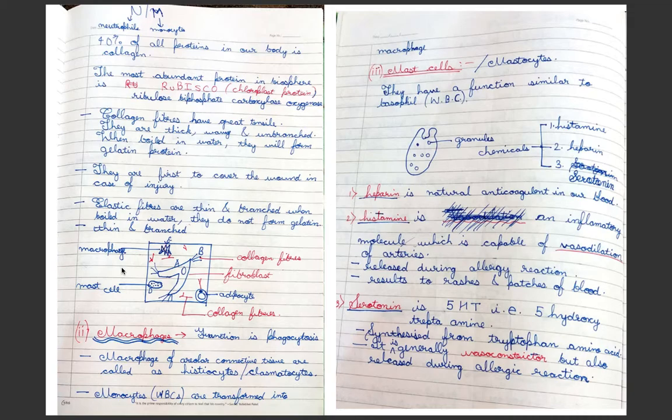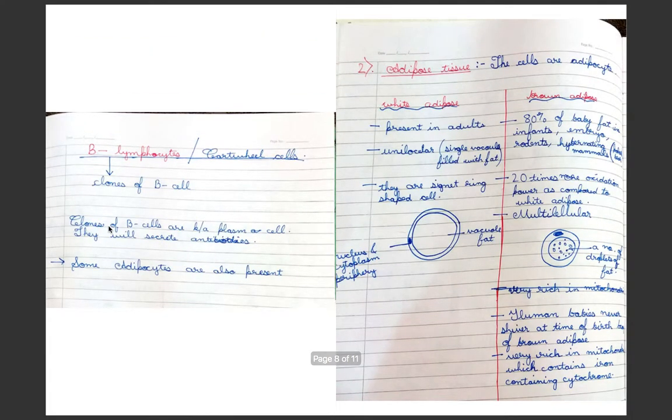Serotonin is 5-HT, that is 5-hydroxytryptamine. It is a tryptophan-derived amino acid. It is generally a vasoconstrictor but is also released during allergic reaction. Also, cells found here are B lymphocytes and adipocytes. B lymphocytes are clone cells of beta cells. Clones of beta cells are known as plasma cells. They secrete antibodies.